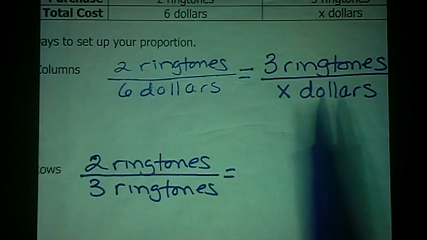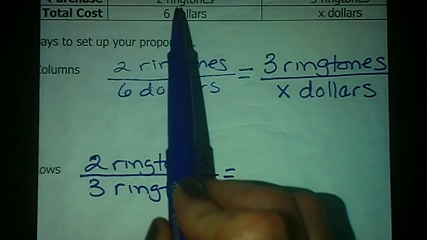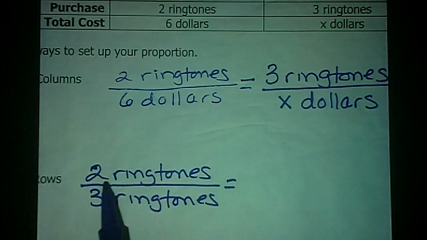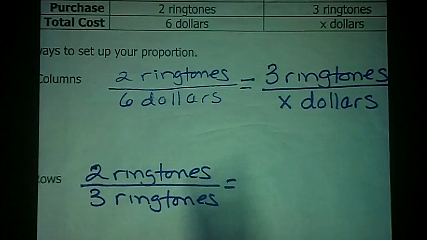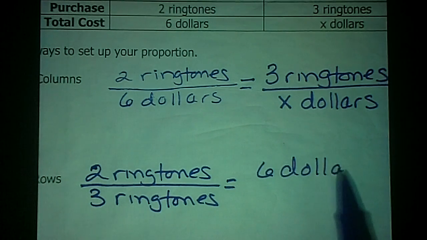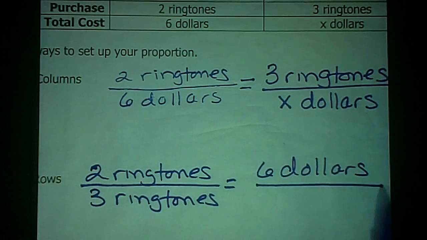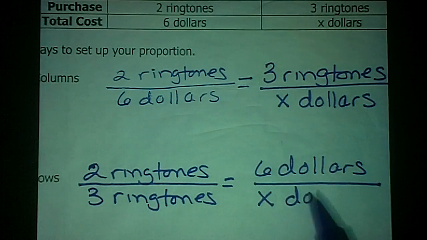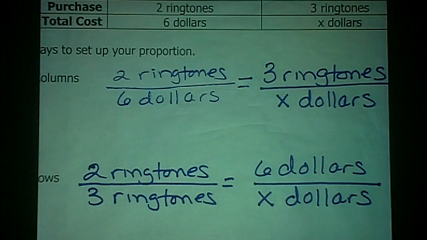It's very important that you're consistent. Knowing that 2 ringtones goes with $6 and I have 2 ringtones on the top of my proportion here, I need the $6 to be on the top over here. And 3 ringtones is the information that I do not have the dollar amount for. So right across from 3 ringtones is where I'm going to put X dollars. Yep, it's that simple.